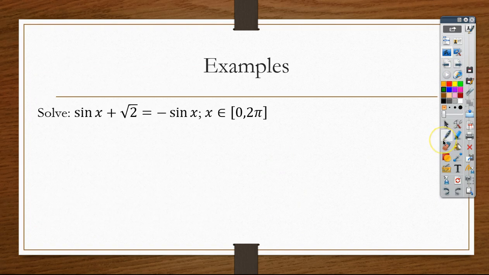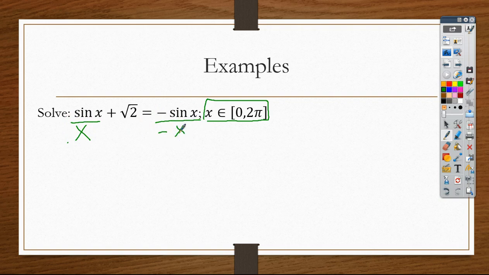Our first one that we're going to take a look at says sine of x plus square root of 2 is equal to negative sine of x. Again, look here though. They restrict our domain, so I don't have to put it over and over and over again. Okay? So I treat this as, I think to myself, hey self, this right here, pretend it's a big giant x. This right here, pretend it's a big giant negative x.